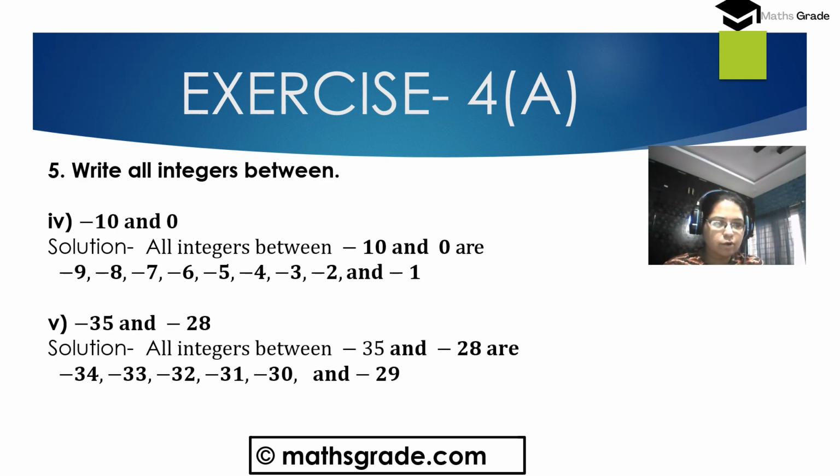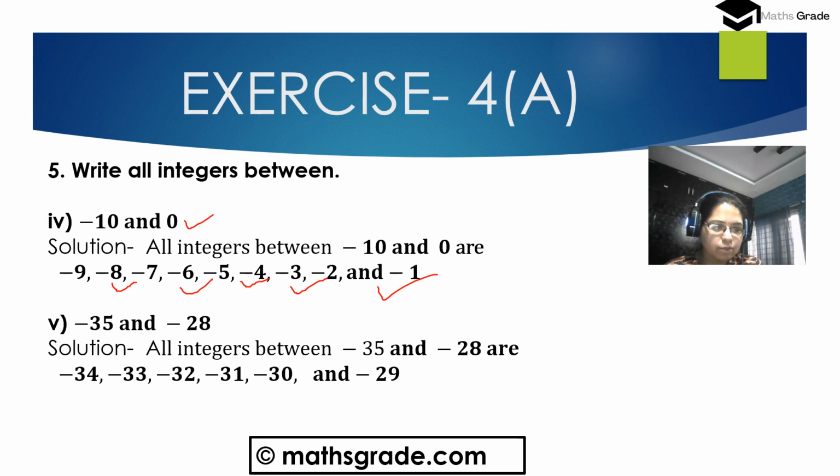Now we'll solve the fourth part. Write all integers between -10 and 0. After -10, to the right hand side it will be -9, -8, -7, -6, -5, -4, then -3, then -2 and -1. After -1 it will be 0. So all integers between -10 and 0 are -9, -8, -7, -6, -5, -4, -3, -2 and -1.